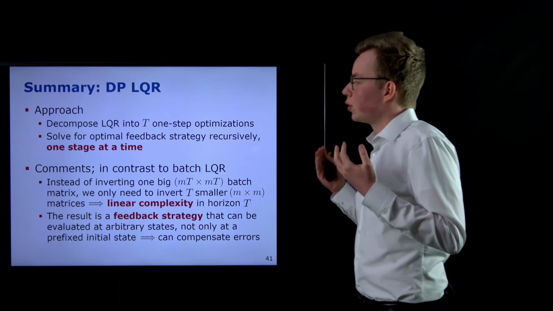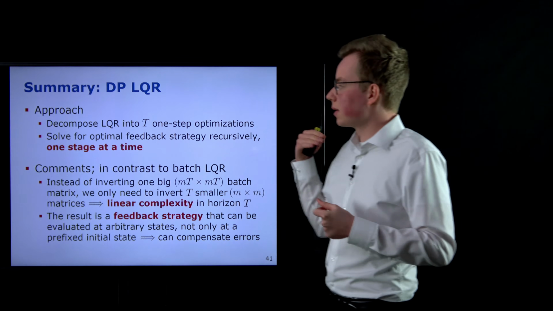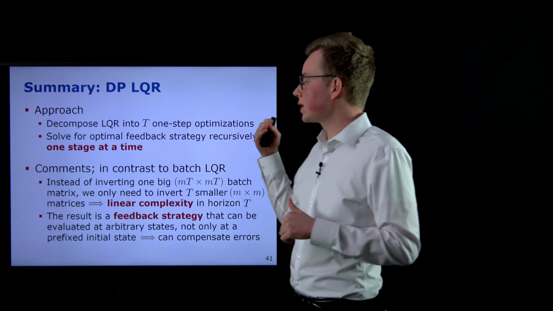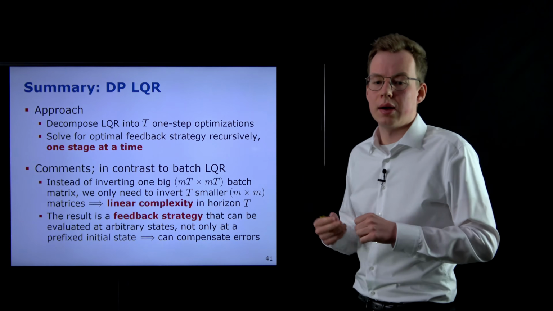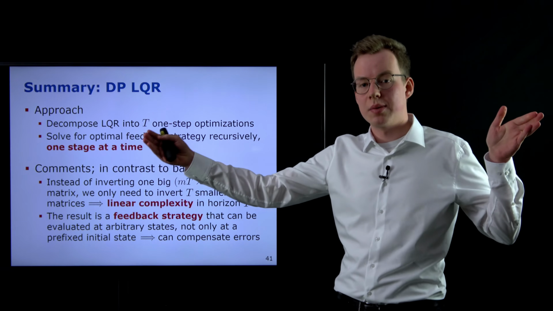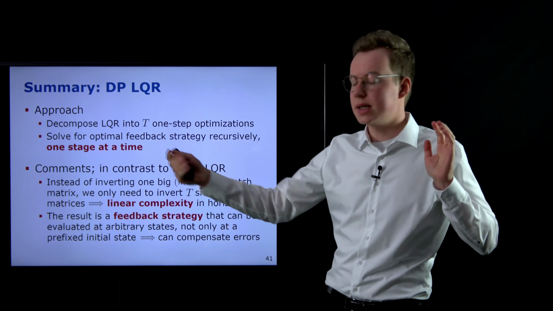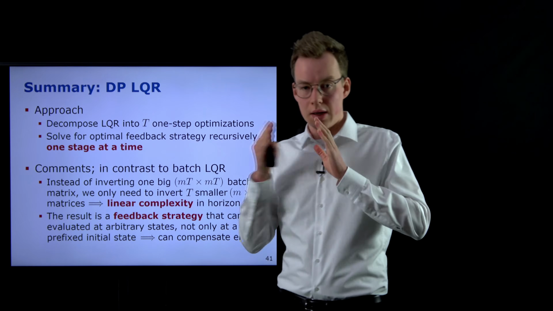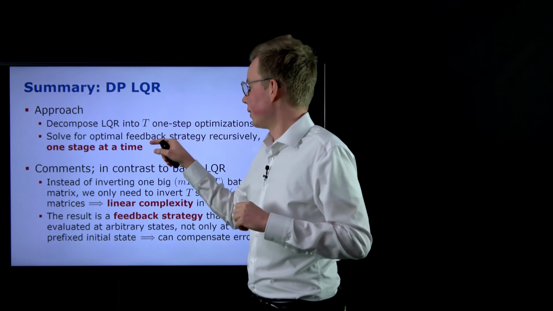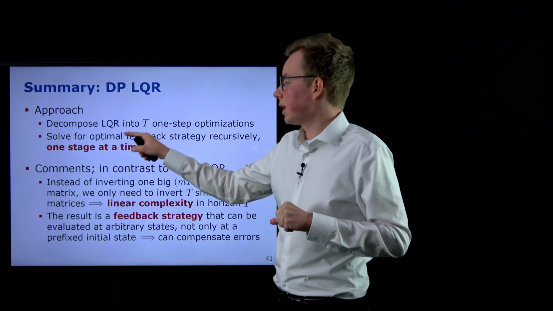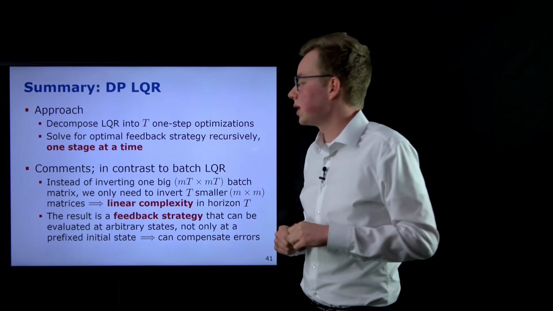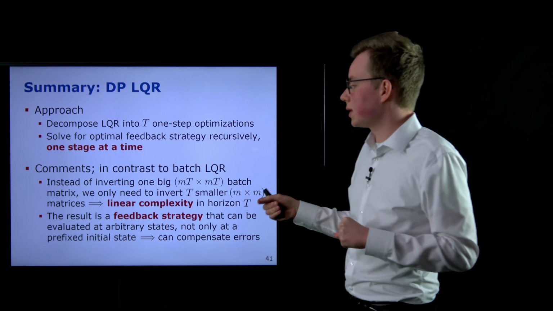And so to summarize, the main idea of the dynamic programming approach to LQR is that we can decompose the LQR problem into smaller one-step optimizations. So instead of solving one big batch problem over all of the T time steps, we just solve T very small one-step problems. And the nice thing is that we can do this in a recursive fashion to get a state feedback strategy, and we can solve for these state feedback strategies one stage at a time.